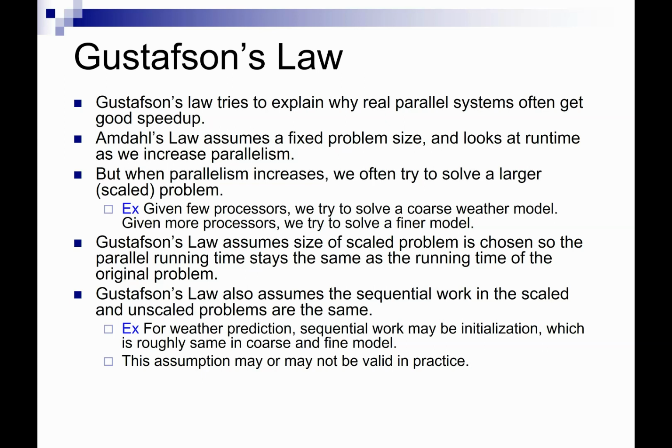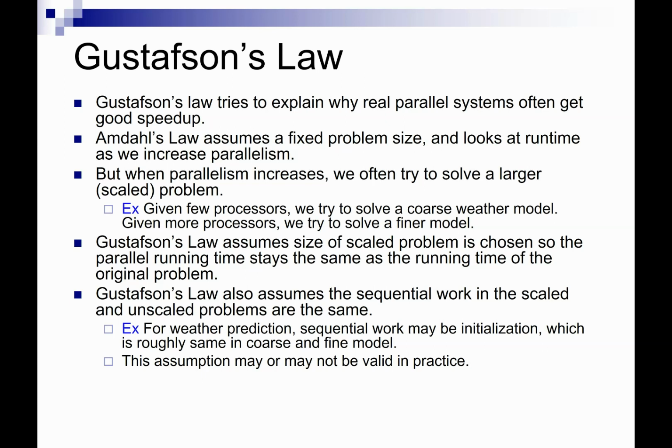Okay, one example of this would be, let's go back to this weather prediction problem. So what is the sequential work for this problem? It could be something like initialization. So maybe we need to set up some data structures or something like that. But the amount of initialization doesn't really depend on how many processors you have. So therefore, the amount of sequential work is the same for both the unscaled problem using one processor and the scaled problem using many processors.